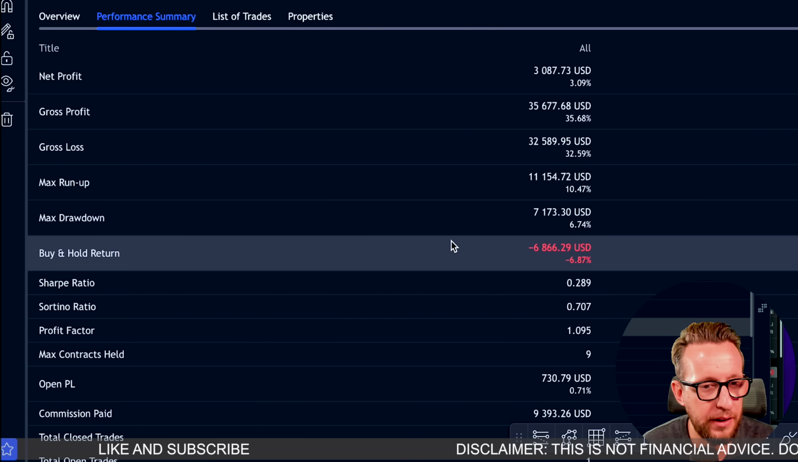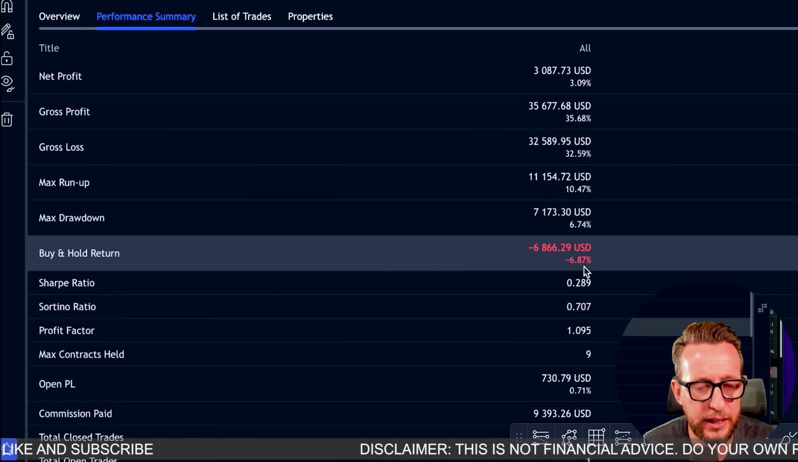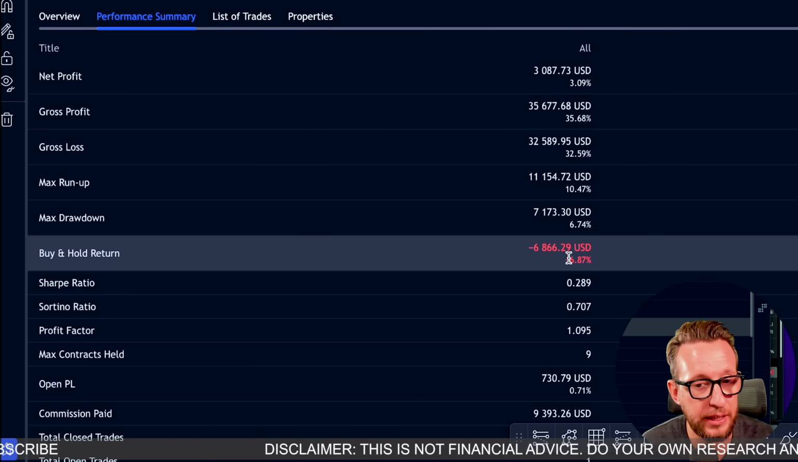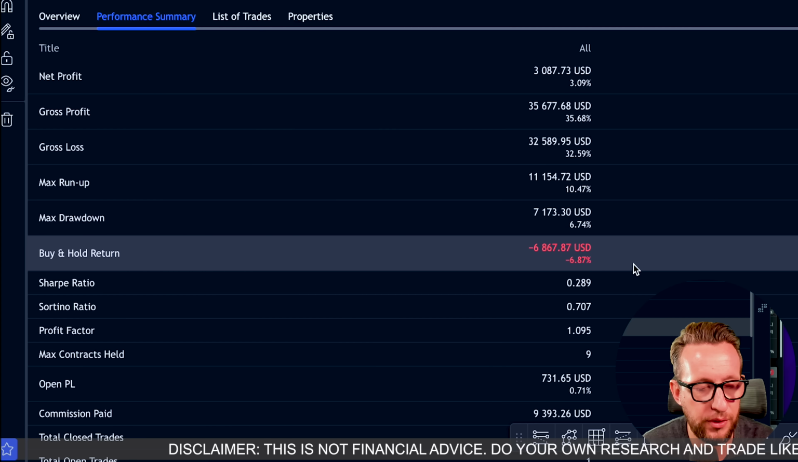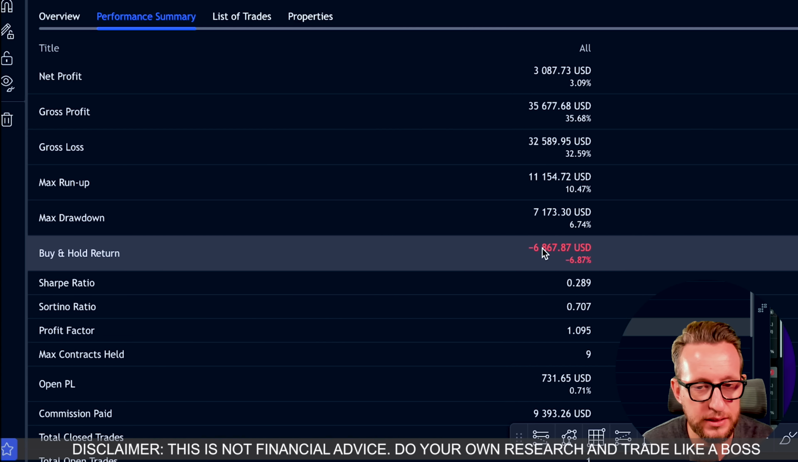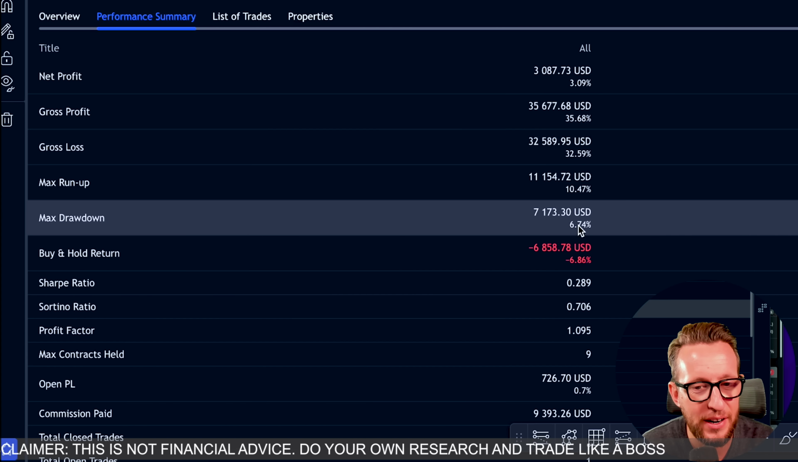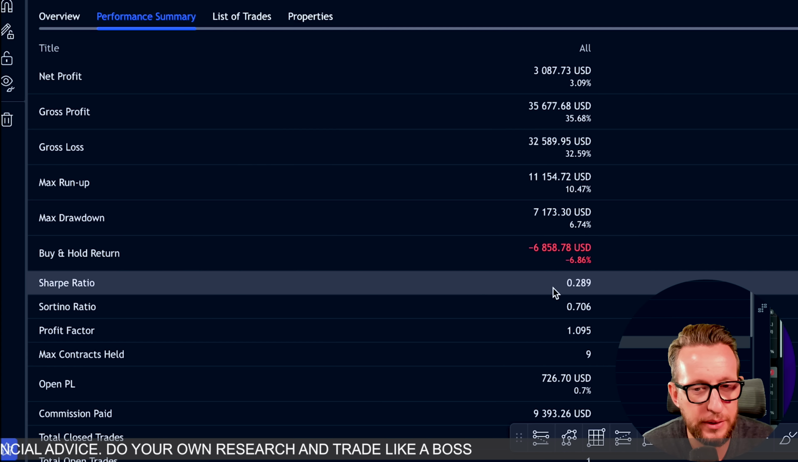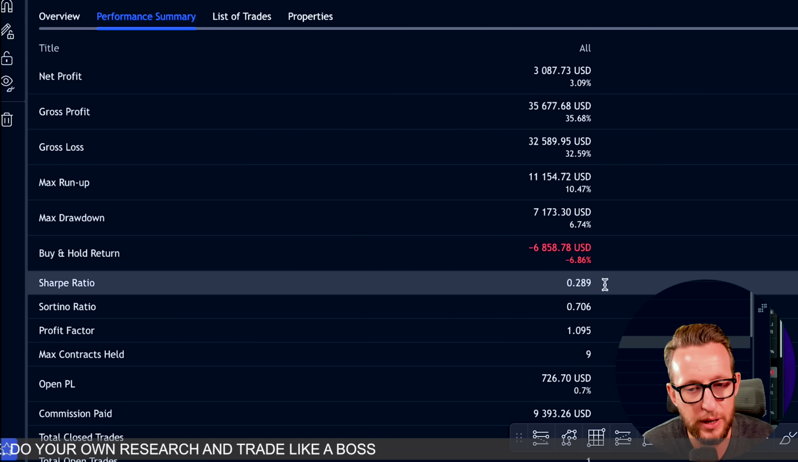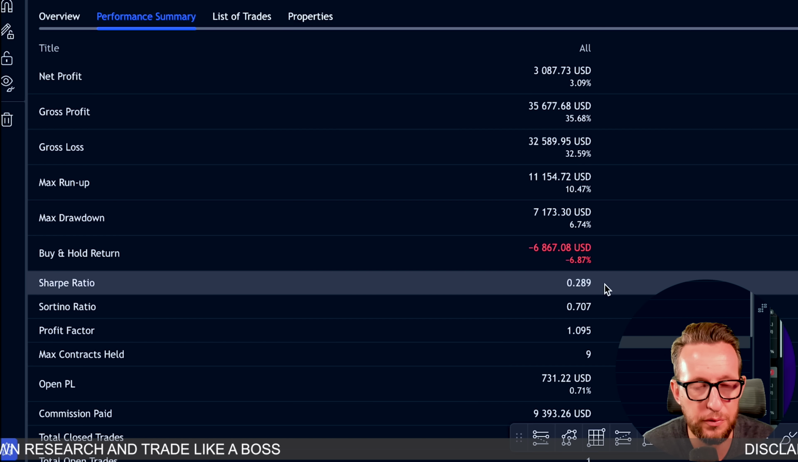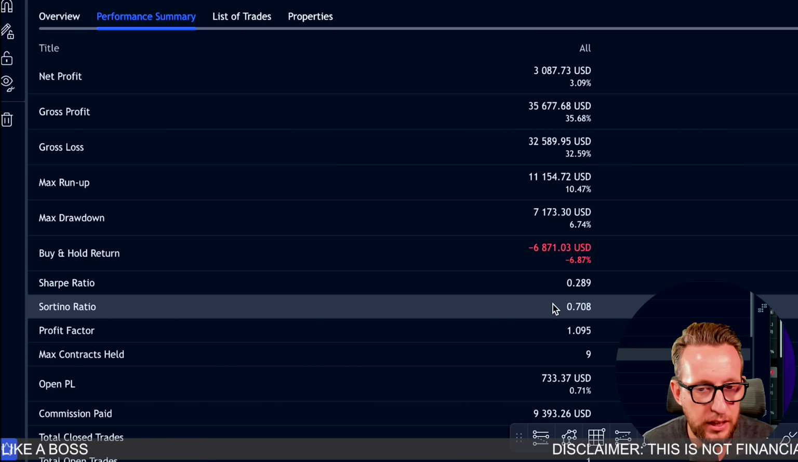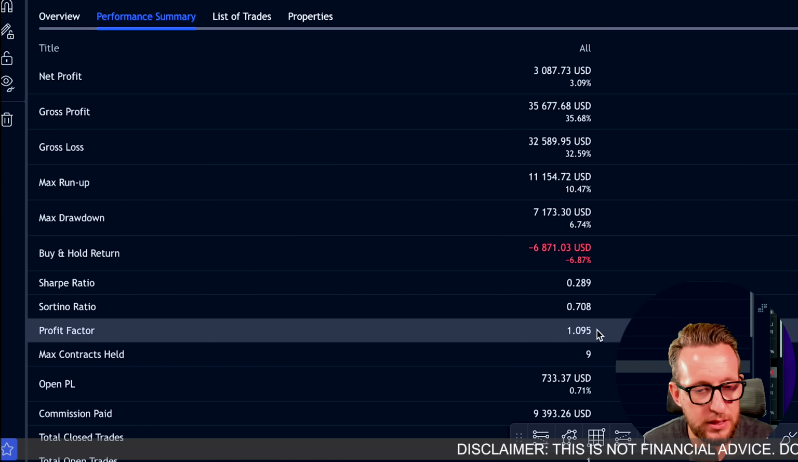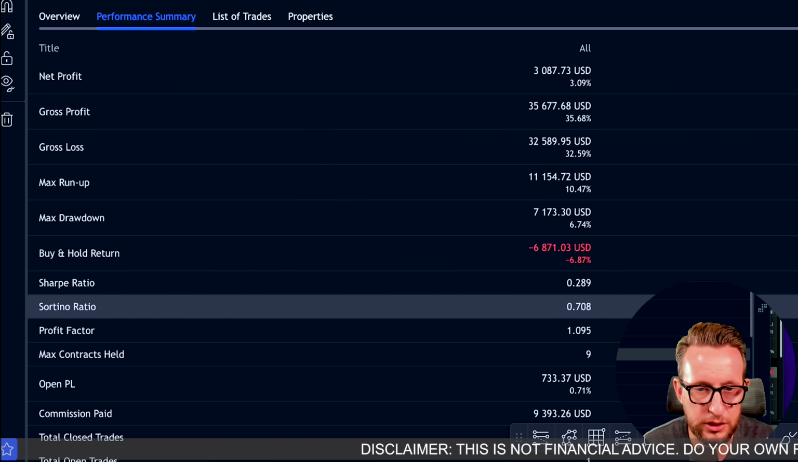If we go over here, the buy and hold would have been minus 6.89%, so we did smash that, although it isn't a humongous return like we see in crypto. It is still a profitable trading strategy. The Sharpe ratio is very low at 0.28, so I'd want to optimize and look for better confirmation before actually trading this using bots. The Sortino is at 0.7, and the same goes as I just said before.